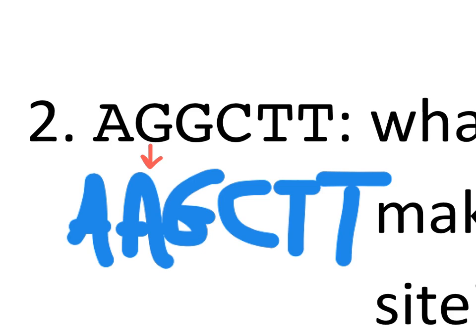So if you were an organism and you had AGGCTT, the top sequence, in your genome, somewhere on a chromosome, the enzyme HindIII would not be able to bind to it and cut it. But if you made this single change from a G to an A, then you've created a HindIII restriction site, a DNA sequence that the enzyme will recognize and cut.